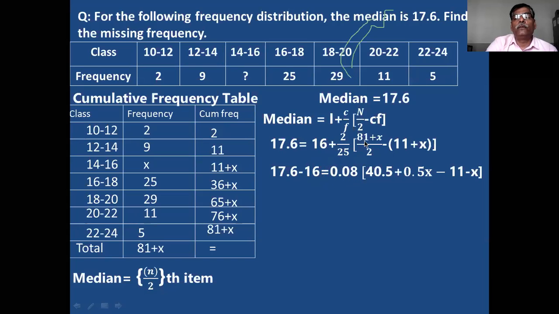Now you simplify this. 81 divided by 2, 40.5. X divided by 2, 0.5x. You divide both terms of the numerator: in the numerator there are two terms, so for the first term once, for the second term again. 81 divided by 2 is 40.5, and X divided by 2 is 0.5x. Then there is a minus. You remove the bracket. Minus into 11, minus 11. Minus into plus x, minus x. Clear?